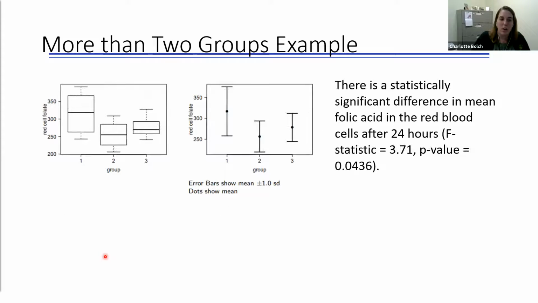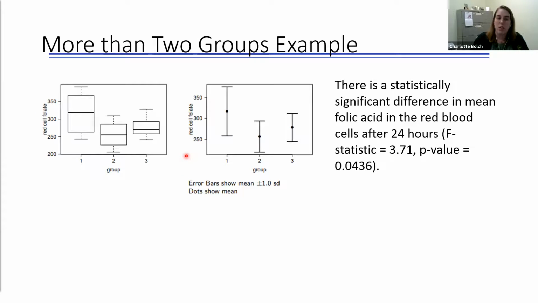With ANOVAs, when we're looking at three groups, it's really common to look at box plots. Here they have the red cell folate measurement between these three groups, and this is looking at the distribution and spread. Then this is a similar graph, but it's looking at the means and the error bars.